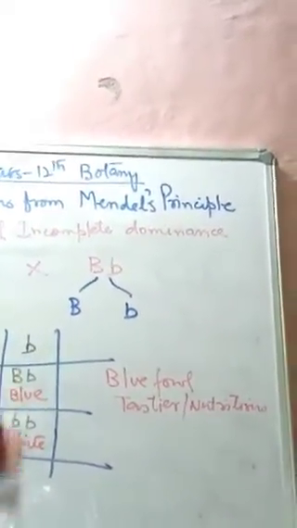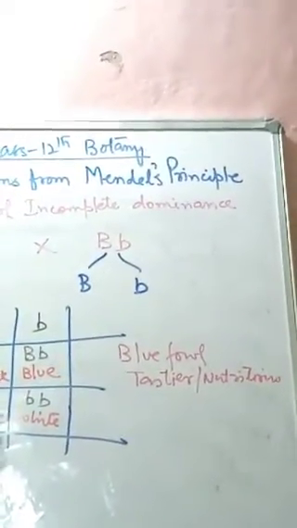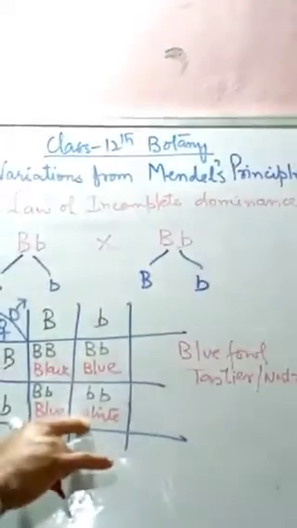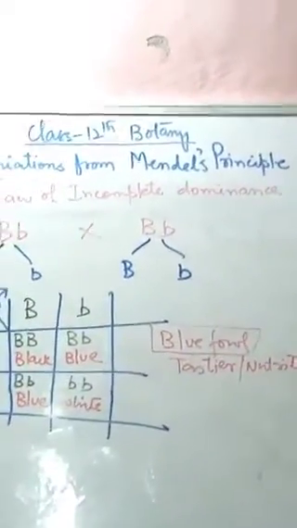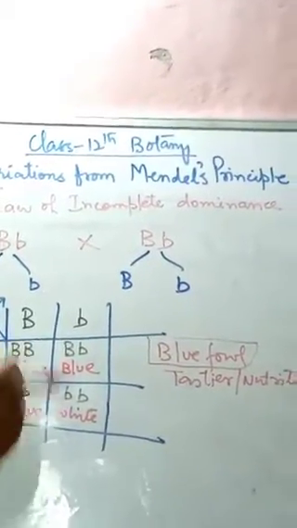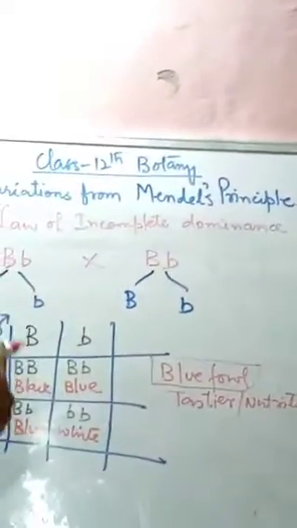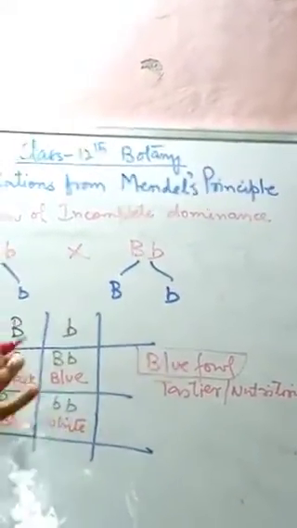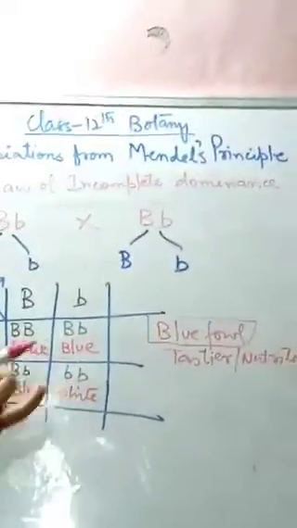And now the people, without knowing this Mendelism principle, without knowing this incomplete dominance, what did they do? They killed these black fowl and these white fowl because they wanted to raise only this blue fowl in order to earn money, because this fowl is very tasty and very nutritious. But while doing that, they would get only 50% blue and the rest 25% black and 25% white.